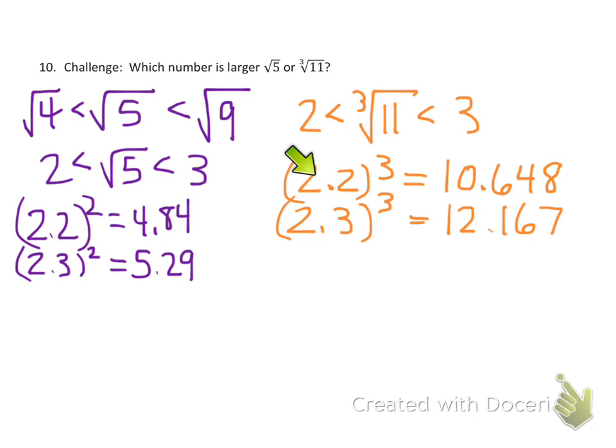The cube root of 11 is between 2.2 and 2.3. So now we've got it close, and we think it's closer to 2.2. So what if we tried 2.24 cubed, taking it out one more decimal place? Clear, and we got 2.24.